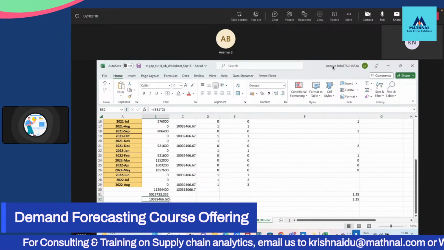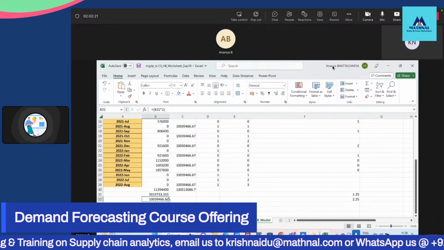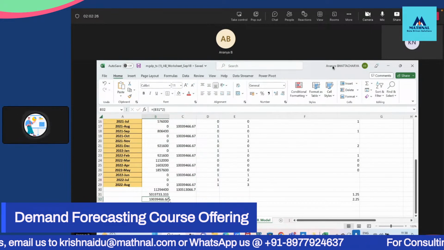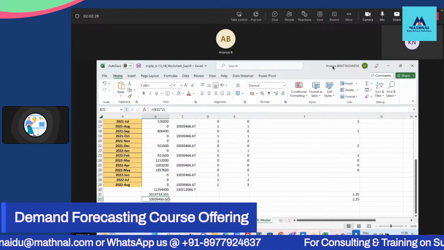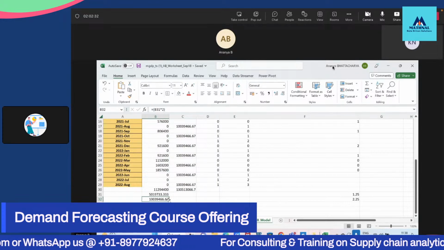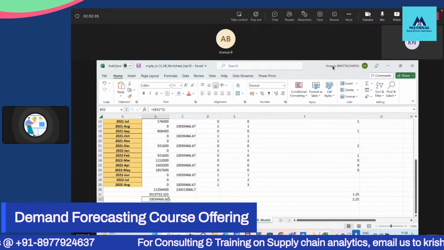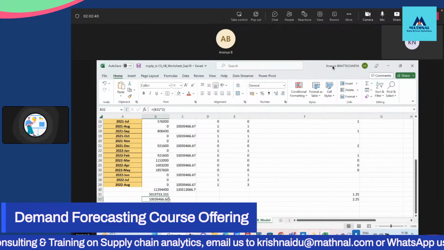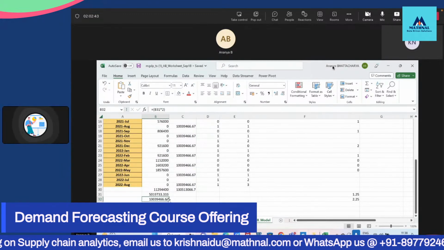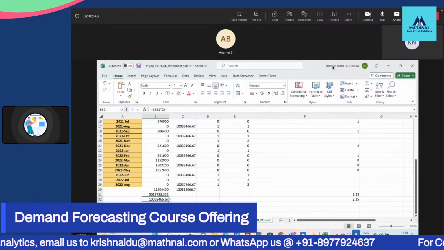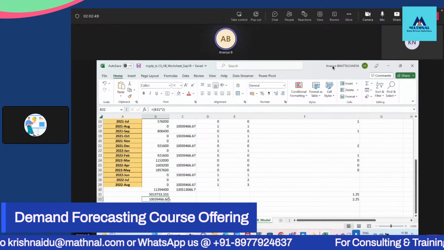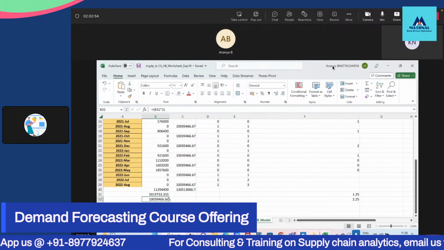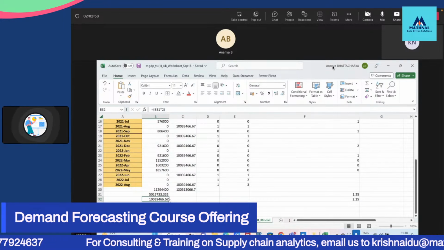This is 50 lakh 19,733. 50 lakh is very, very high. We are dividing the sum by 2.25. This is not right. We cannot divide the sum by 2.25. We have to divide the average by 2.25.